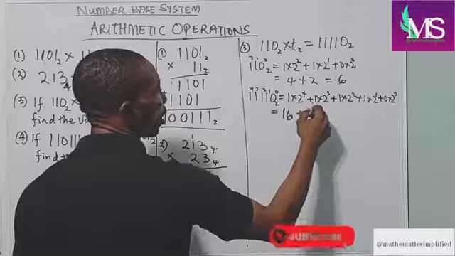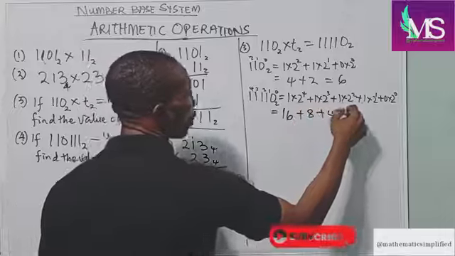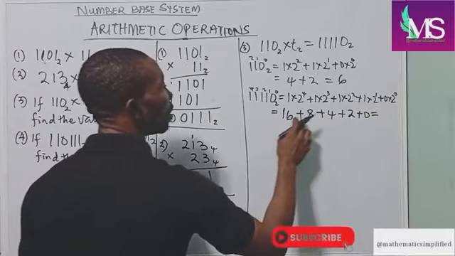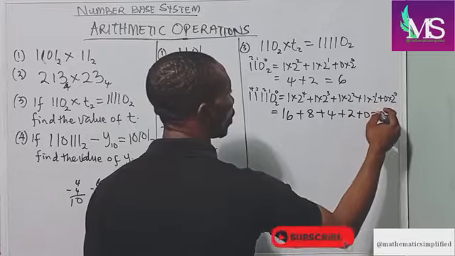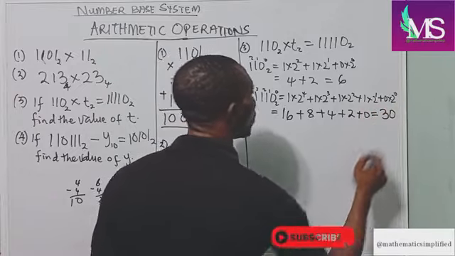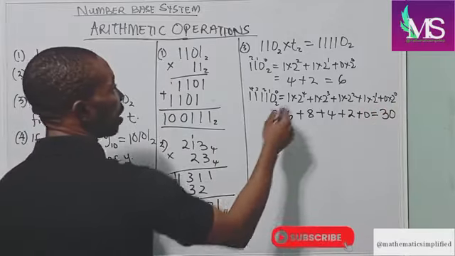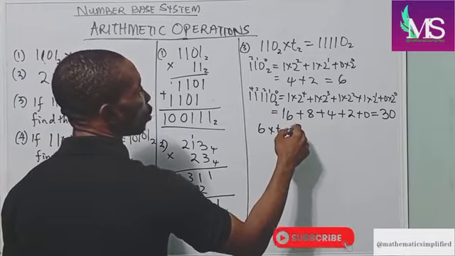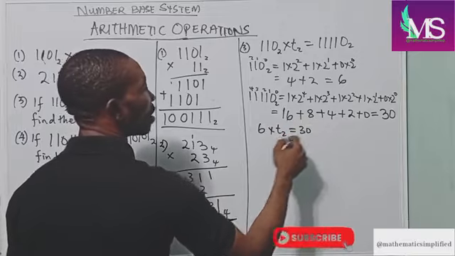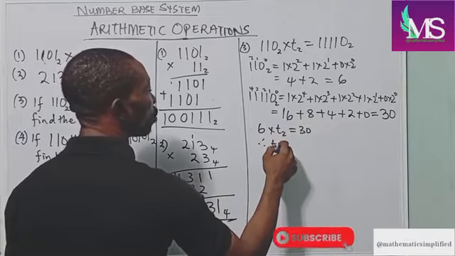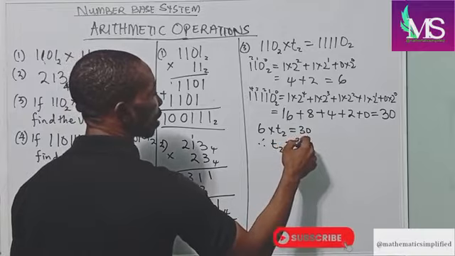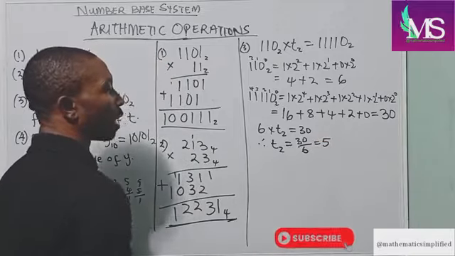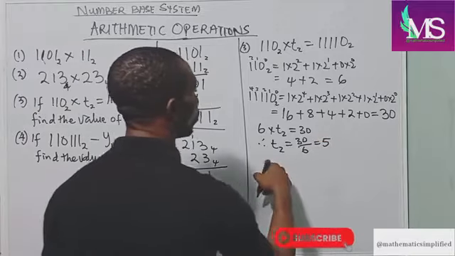16 plus 8 plus 4 plus 2 plus 0, which gives us 20 plus this will give us 30. Alright, so now we can say our 6 times t base 2 equals 30. So therefore, t base 2 equals 30 divided by 6, which gives us 5. So now we are going to convert 5 back to base 2.